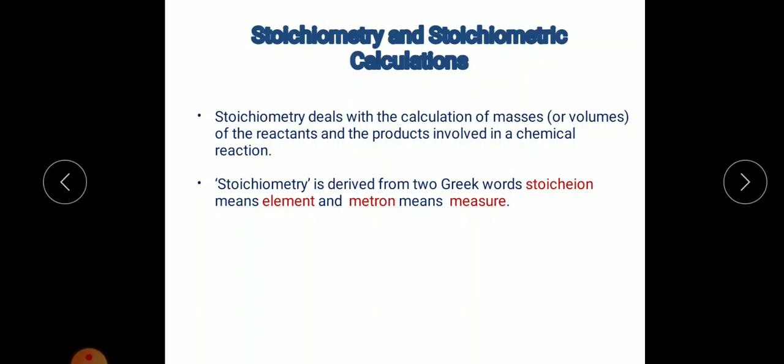Now today we are going to see the numericals based on chemical equations, which we also call stoichiometry. Stoichiometry deals with the calculation of masses or volumes of the reactants and the products involved in a chemical reaction. So in this we'll learn how to calculate the mass of the reactants as well as the products, and volume as well, in a chemical reaction. Stoichiometry is derived from two Greek words, stoicheion, which means element, and metron, which means measure.